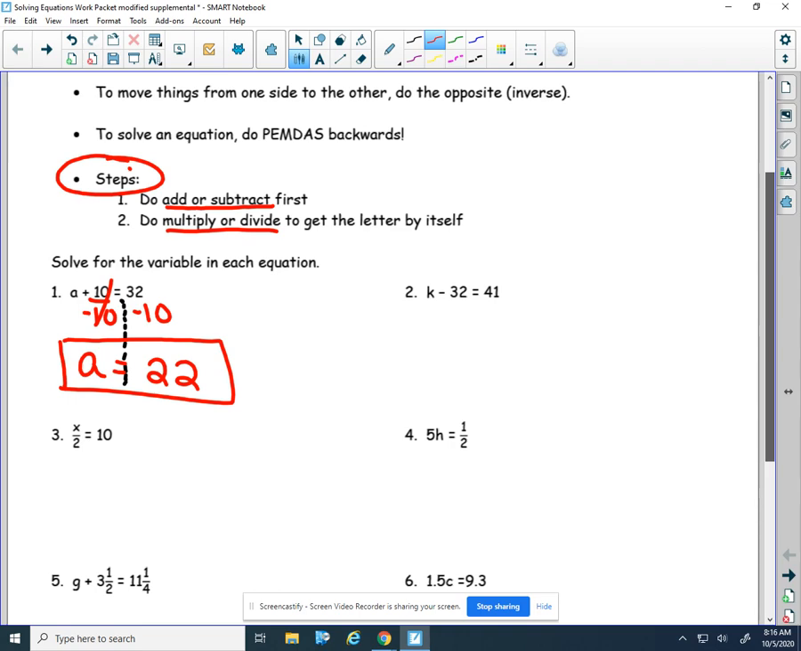Okay, so number two, same idea. What I think you should do, if you're watching this video, you should pause this and then try the problem and then come back and see if you did it correctly. So we have k minus 32 equals 41. To get the k by itself, we have to do the opposite of minus 32. So you add it. Those cross off because they're opposites. And then you do 41 plus 32 is 73.